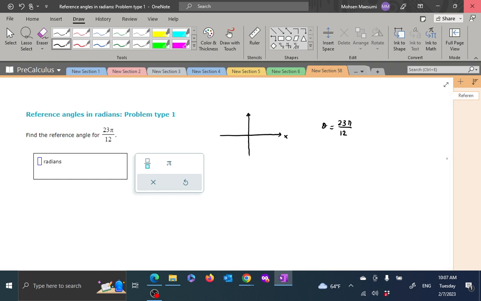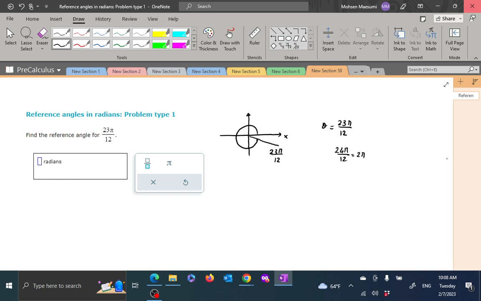We get a little bit of a clue: 23 is close to 24. Why do I think about 24 pi over 12? Because if I had 24 pi over 12, that would have been just 2 pi. So this is a bit short of 2 pi, meaning an angle started here, went all the way around, came almost making a full circle, but not quite. We are at 23 pi over 12.